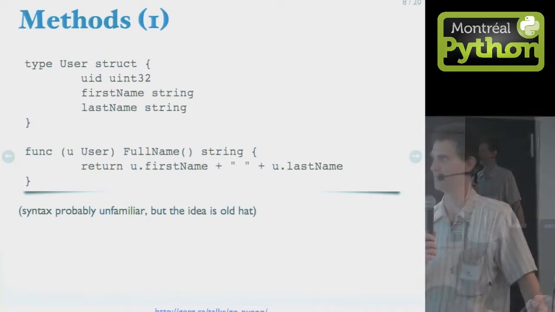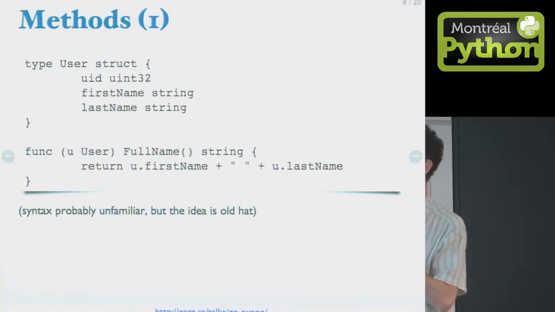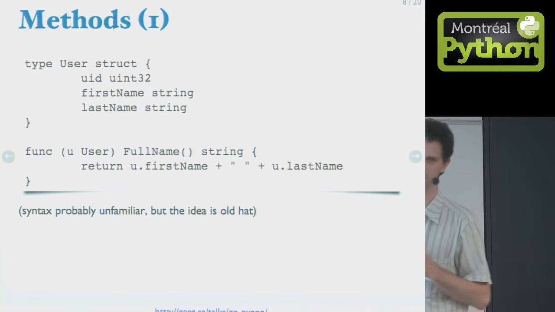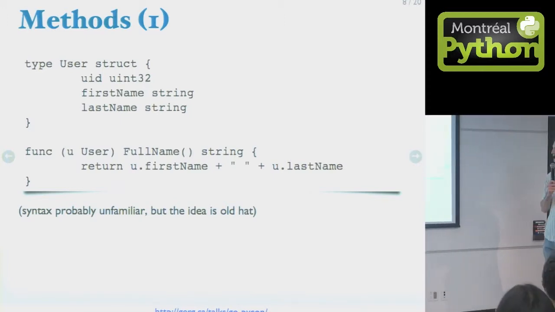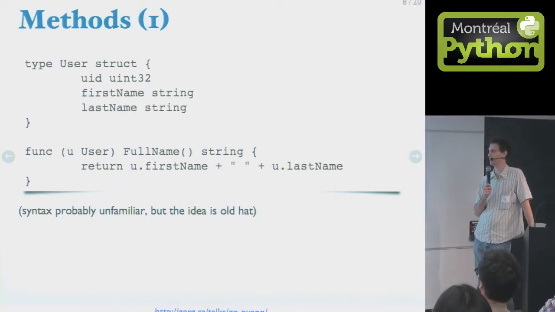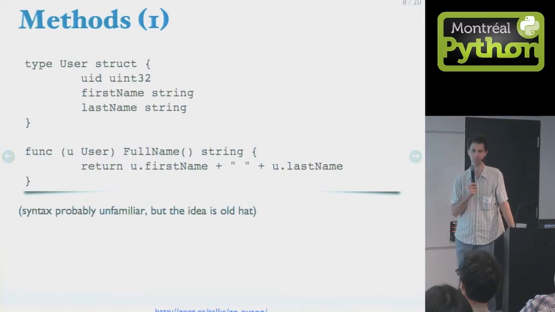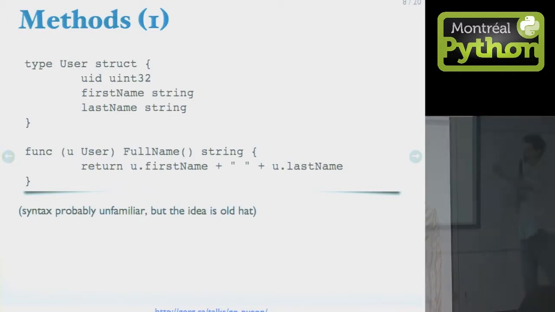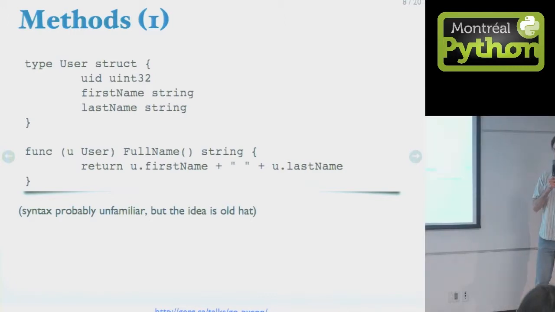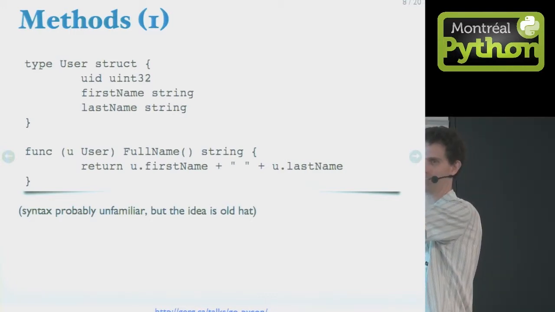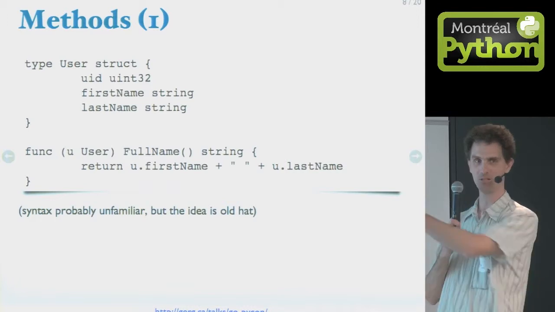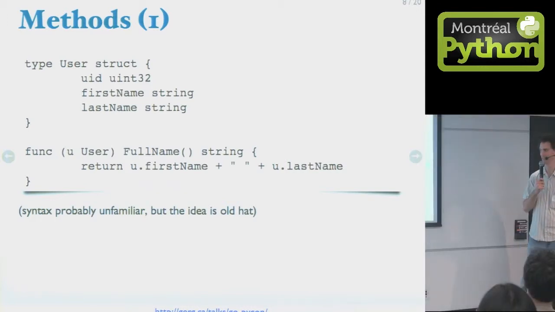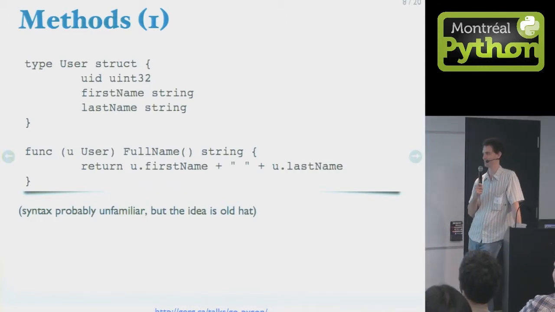So here's an example of methods. I have defined a user type. This is probably something lots of programmers have done. It's got a UID and a first name and a last name. By the way, anybody who writes code like this to model actual real life human names, every time you do that, shape-shifting reptilians eat a kitten. That's not enough to represent human names, but I'm simplifying.